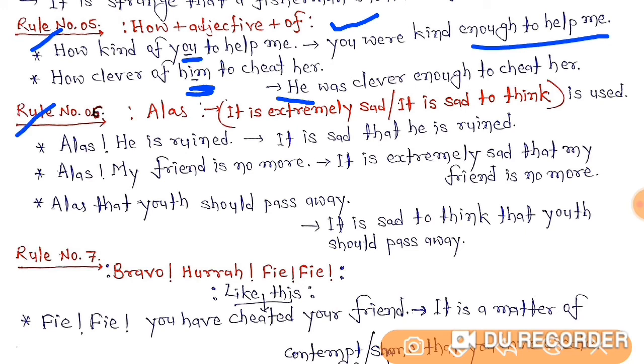Now rule number 6, beginning with alas. Use it is extremely sad or it is sad to think, right? Alas, he is ruined. It is sad that he is ruined. Alas, my friend is no more. It is extremely sad that my friend is no more. Alas, that youth should pass away. It is sad to think that youth should pass away.